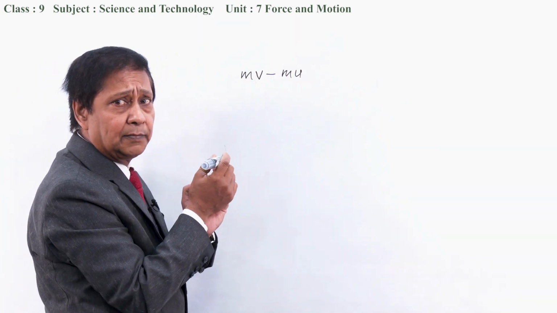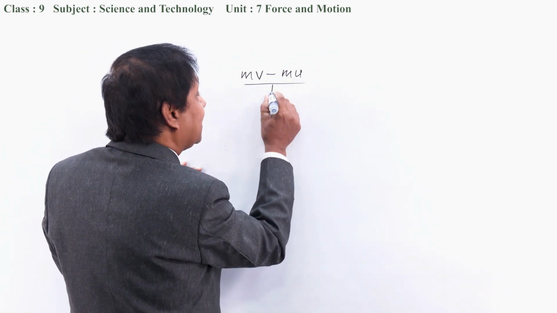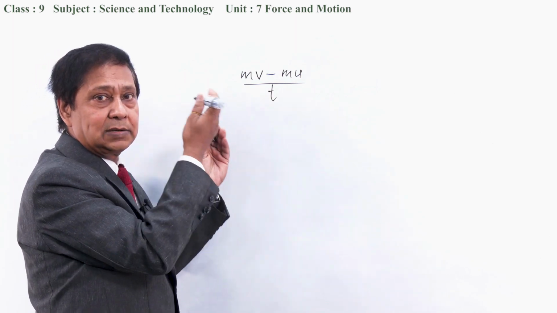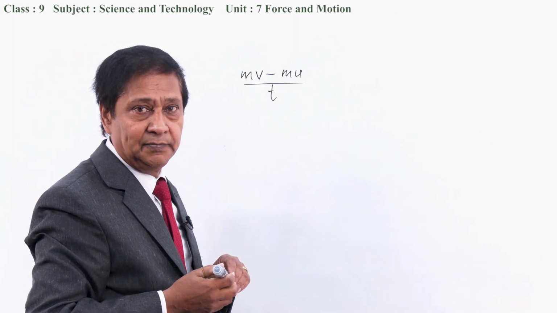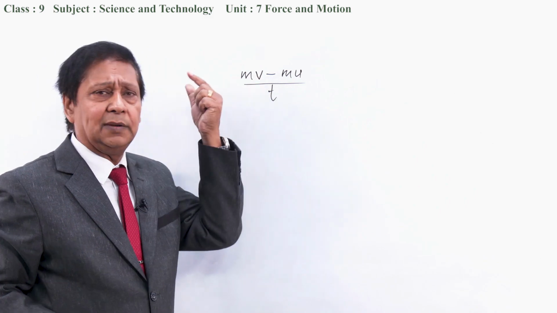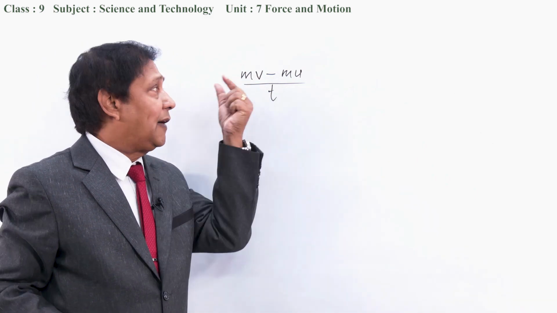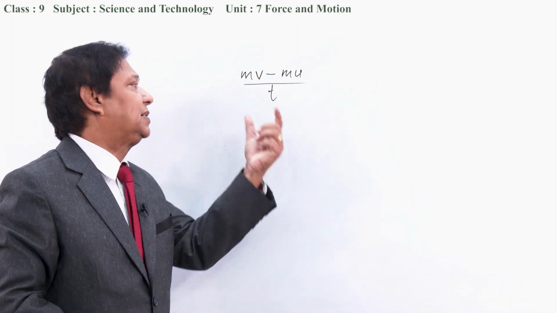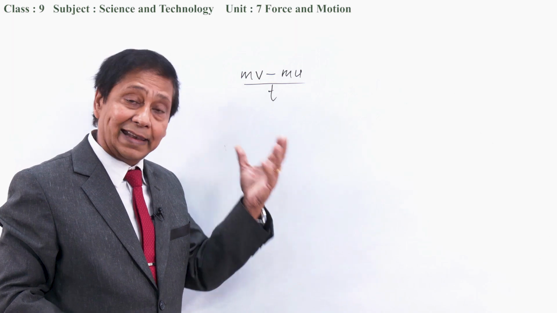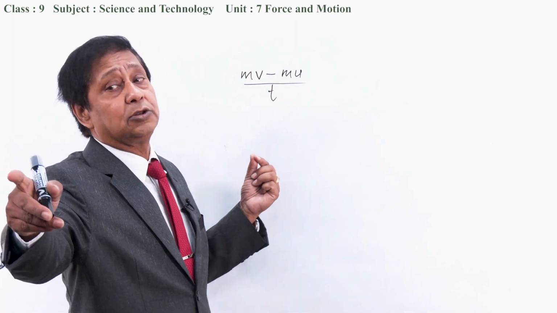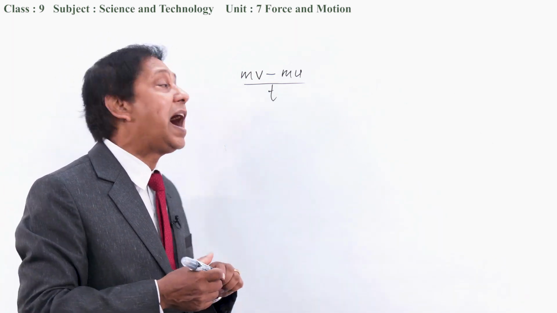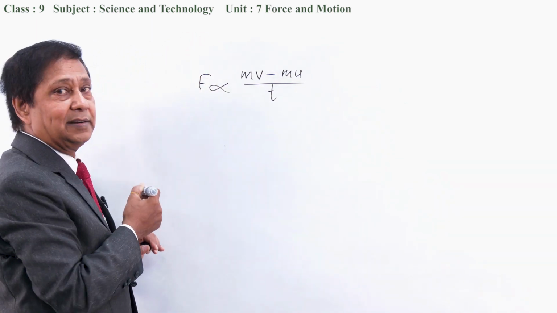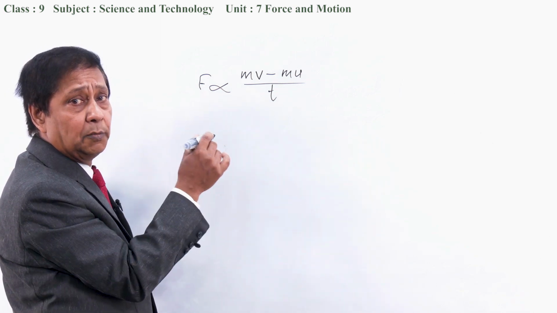Change of momentum, if it is divided by time taken to gain this change, then we'll get rate of change of momentum. The product of mass and velocity is momentum. Final momentum is mv, initial momentum is mu, and if it is divided by time, then we get rate of change of momentum. According to this law, rate of change of momentum is directly proportional to the force. That's why I can say this force is directly proportional to rate of change of momentum.